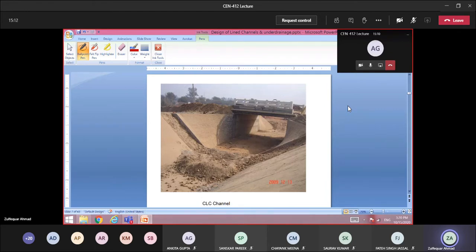But in that case, you have to provide the transition, I mean the transition in the upstream and the transition in the downstream. So you can see here the transition that is being provided. At this location, this is a trapezoidal, I mean a sloping surface, and at this location, this is vertical. So in between, this transition is being provided.